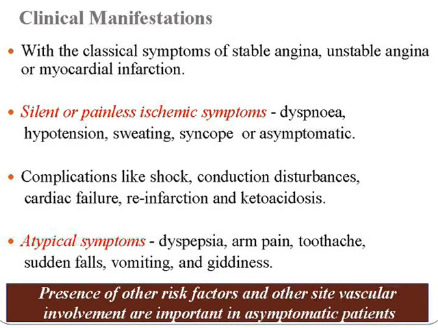Other atypical symptoms may be dyspeptic symptoms, where patients get treated only for acidity, or a pain in the arm or a toothache, or a history of sudden falls. Particularly in the elderly, it may be just a history of a fall which may actually be an underlying myocardial infarction, or they may present with vomiting and giddiness where a myocardial event has to be ruled out. So, the presence of other vascular involvement or additional risk factors should prompt the treating physician to look for an acute coronary event in any patient who presents with atypical symptoms.